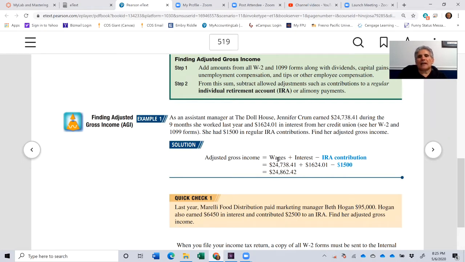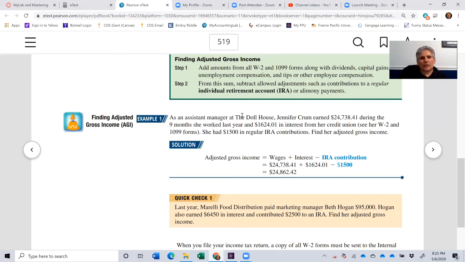So an assistant manager at the Dollhouse, Jennifer Crum, earned $24,738.41 during the 9 months she worked last year, and $1,624.01 in interest from her credit union. So you'll see the W-2 and the 1099 forms. That must be on the next page, but we'll go ahead and take a look at it later. She had $1,500 in regular IRA contributions. So find her adjusted gross income. This is often referred to as AGI.